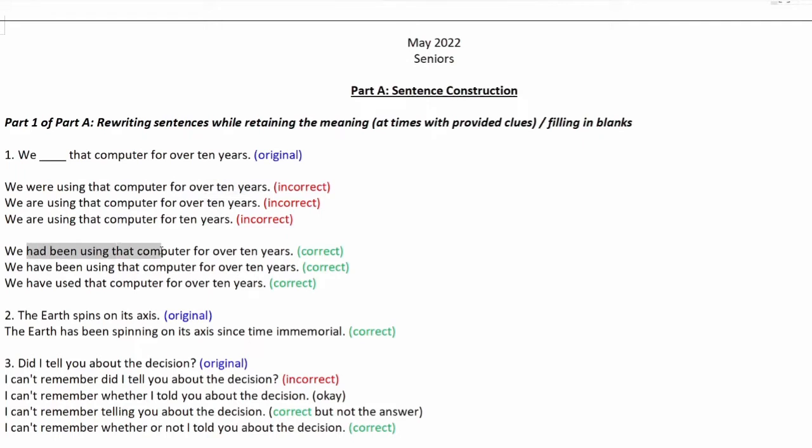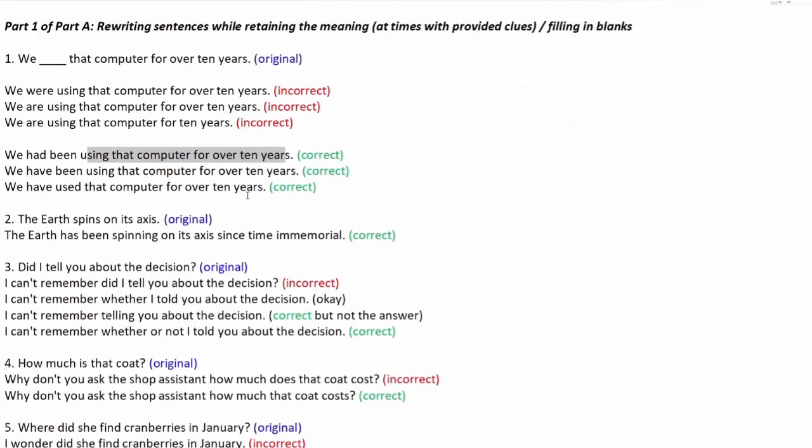So we had been using that computer for over 10 years. Now that makes much more sense. We have been using that computer for over 10 years, in case you're still using it. And we have used that computer for over 10 years. So the last two are the best choices, and this one is also correct. Okay, now let's see number 2.